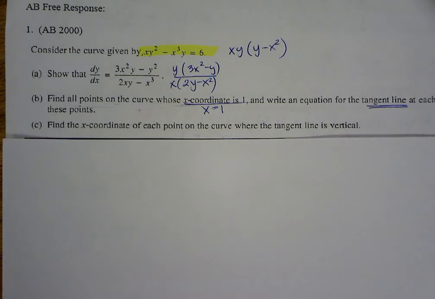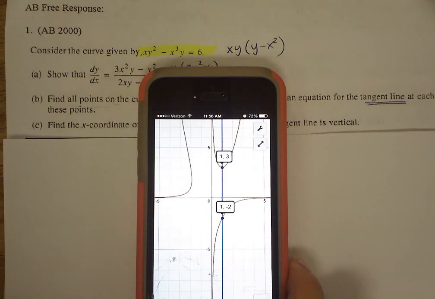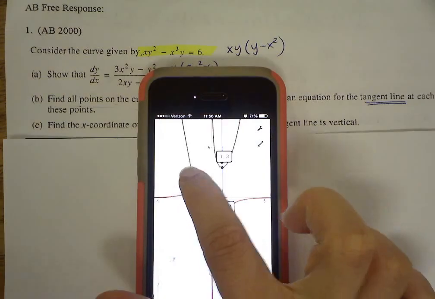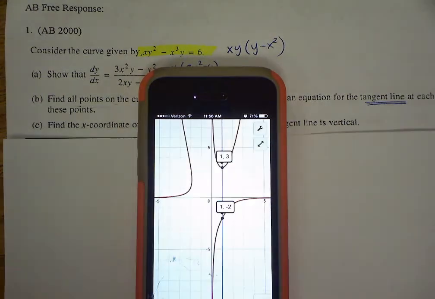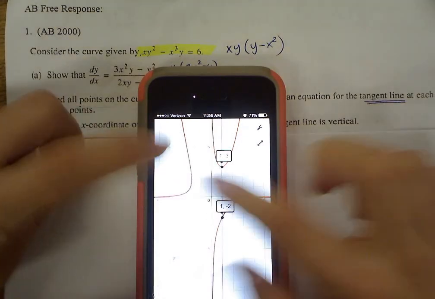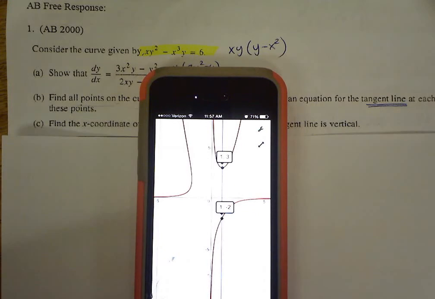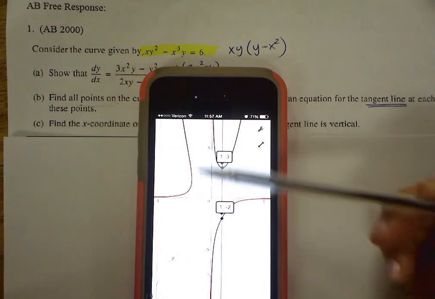Find each x-coordinate of each point on the curve where the tangent line is vertical. Now that we can cheat a little bit and we have the graph, we want to look for vertical tangents. According to this, can you find any places where the tangent line looks vertical? Like what about right here, close to 0? Maybe over here? Don't you think there might be a vertical tangent right here? And then maybe over here.